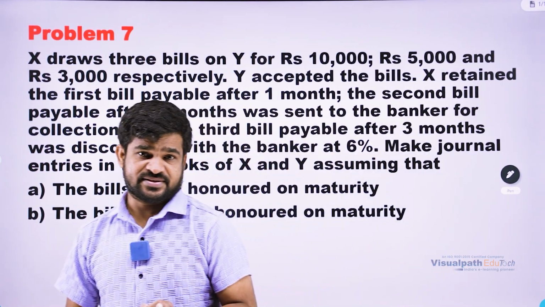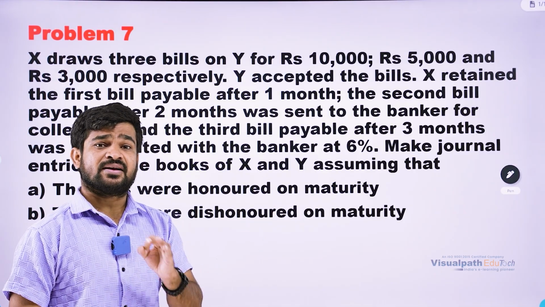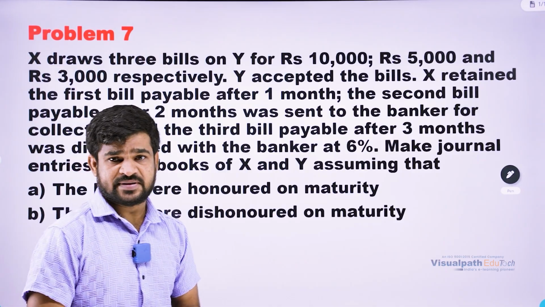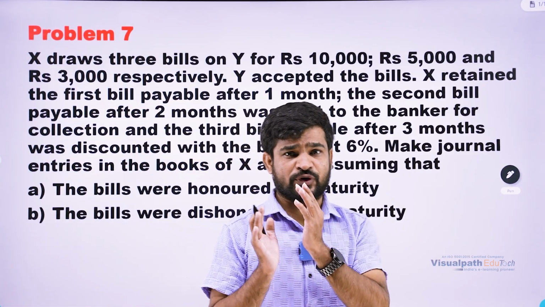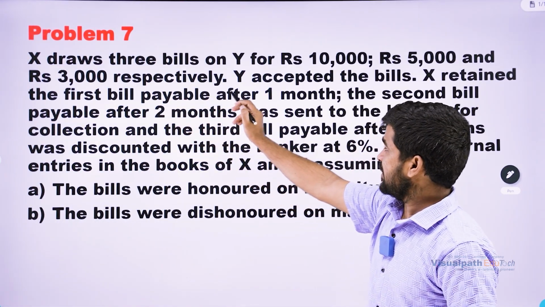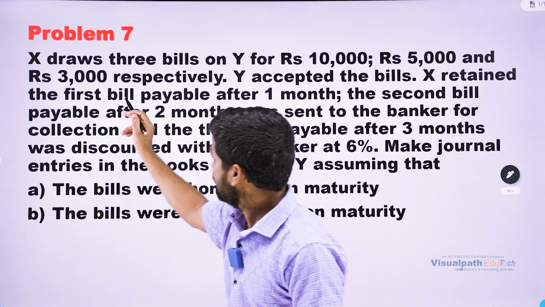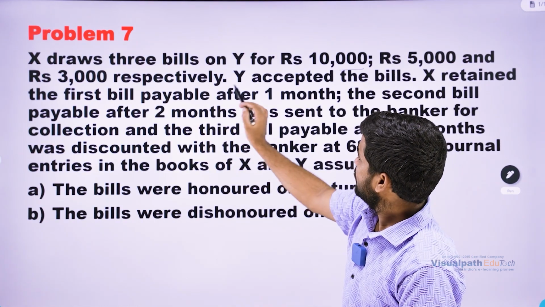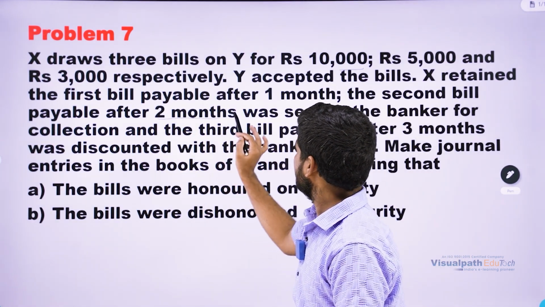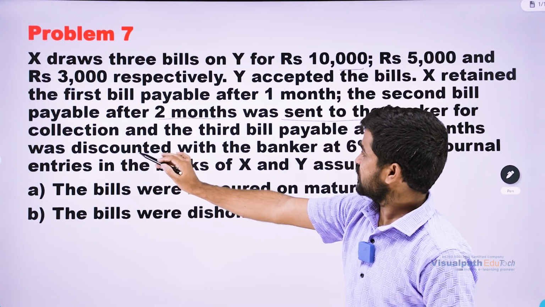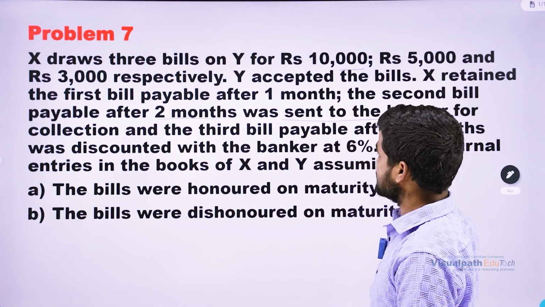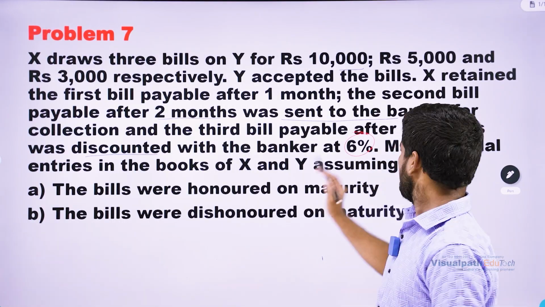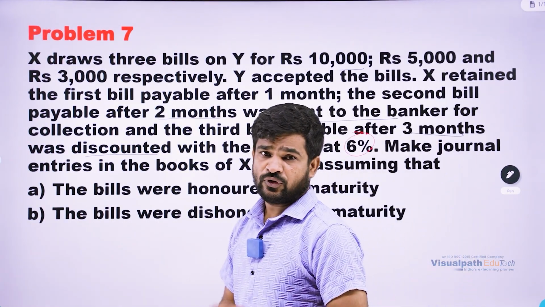Here three bills exist, and their maturity periods are different: bill 1 is 1 month, bill 2 is 2 months, bill 3 is 3 months. These three bills are utilized in three ways. The first bill, he retained, he holds, which is for 10,000 rupees. The second bill is for 2 months, which was sent to bank for collection. And the third bill is payable after 3 months, which was discounted with the bank at 6% discount. And he is asking to write the journal entries in the books of both parties.